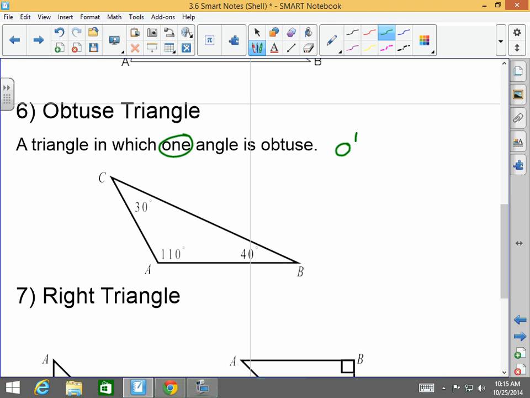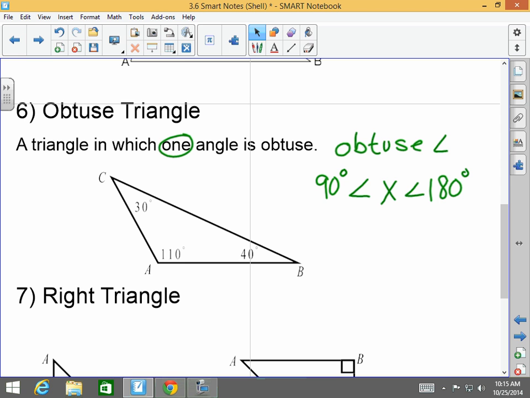Please remember that an obtuse angle is an angle x which is greater than 90 but less than 180 degrees. It cannot be equal to 90 because then that would be a right angle, and it cannot be equal to 180 degrees because then it would be a straight angle. So an obtuse triangle is a triangle in which one angle is obtuse. Right here, that's my obtuse angle. And 110 plus 30 plus 40 does equal 180 degrees. Remember that a triangle contains 180 degrees.